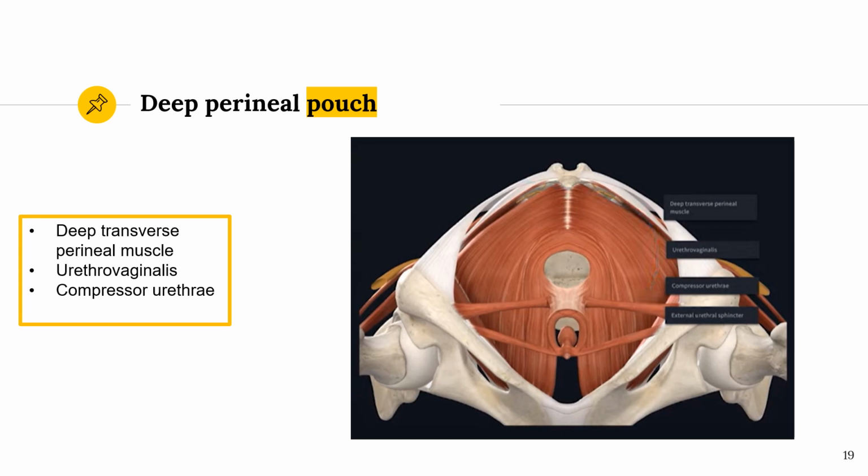Okay. We go to the deep perineal pouch first. This is coccyx. This is the anterior part, the pubis. So if we remove the perineal membrane just now, these are the structures within the deep perineal pouch. We have deep transverse perineal muscle, also attached at the perineal body here. We have compressor urethrae, urethrovaginalis, in which both of these structures are part of the external urethral sphincter.